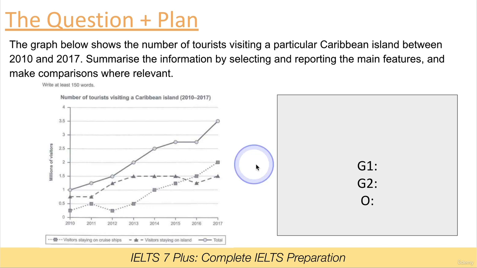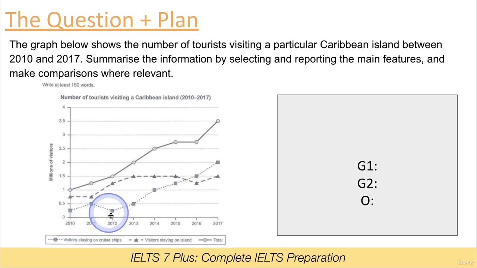Okay, so group number 1 then. Well, we've got different approaches to this we can think about. We could maybe group 2 of the lines together that follow a similar pattern. For example, visitors staying on the cruise ships and total. We could maybe talk about some of the information on the axes. So, millions of visitors. Probably that wouldn't be the easiest of groupings. Years, though, on the other hand, could be quite straightforward. We always want to make it quite straightforward.